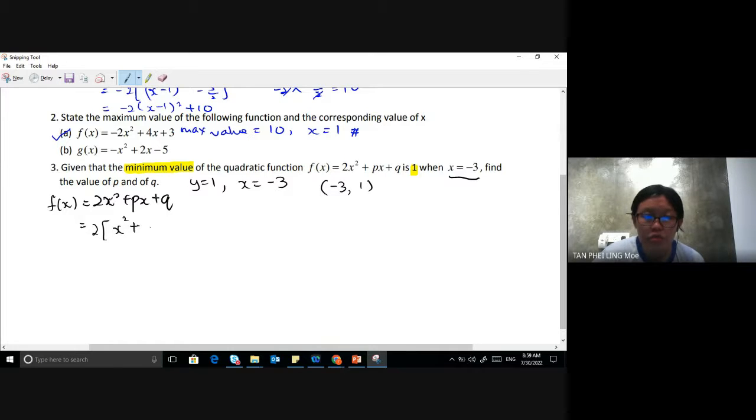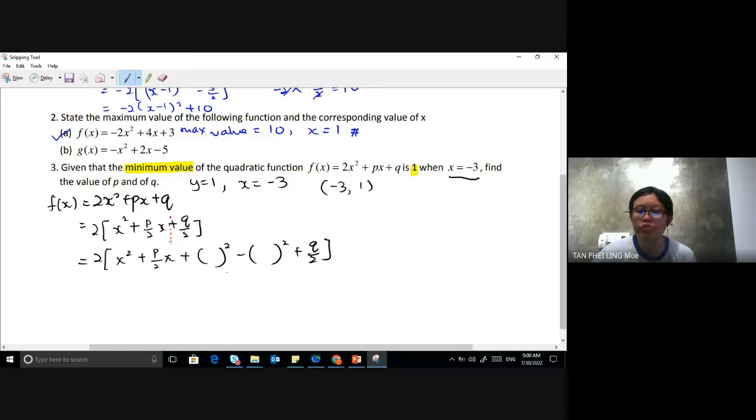P, I factorize out the 2, become p over 2x, and then here also q over 2. Remember, you will have the x1 gang and the non-x1 gang. Plus b over 2: copy back the first 2 terms, then plus b over 2 square minus b over 2 square, then plus q over 2. You can always do like what I did here so that you will not forget.